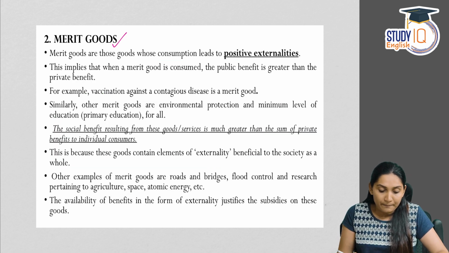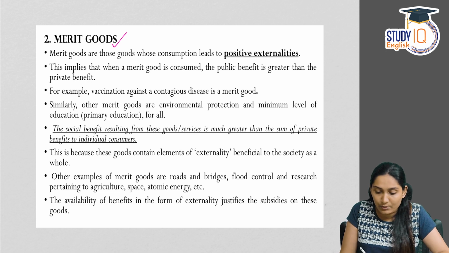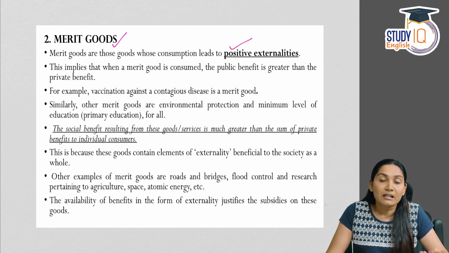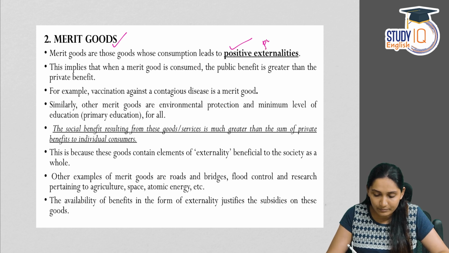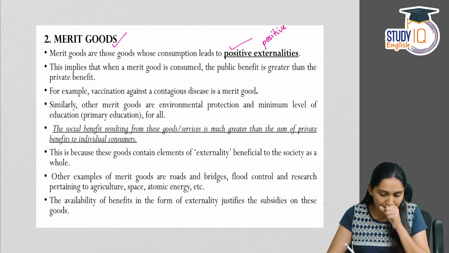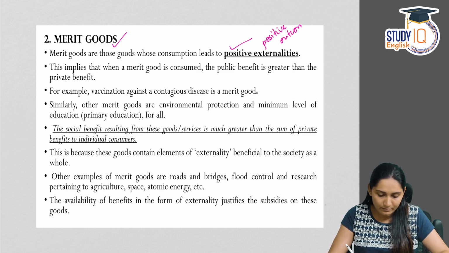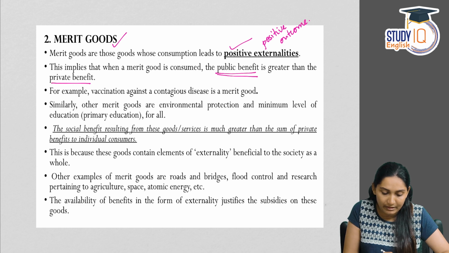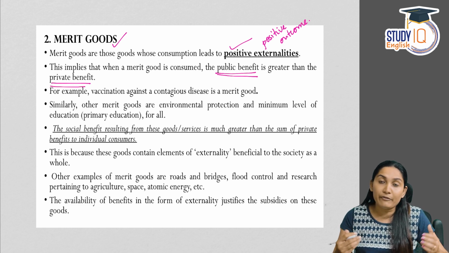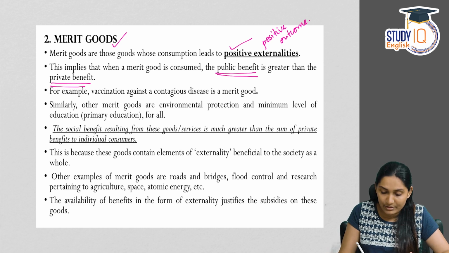Next is merit goods. Those goods whose consumption leads to positive externalities. That is, merit goods by definition means that if anybody consumes a merit good, it leads to positive externalities, positive outcome. This implies that when a merit good is consumed, the public benefit is greater than the private benefit. That is, the benefit at large. Public benefit is the benefit in general or at large.